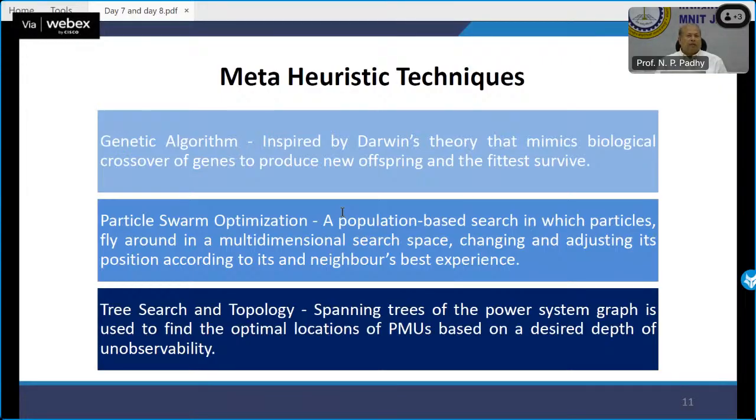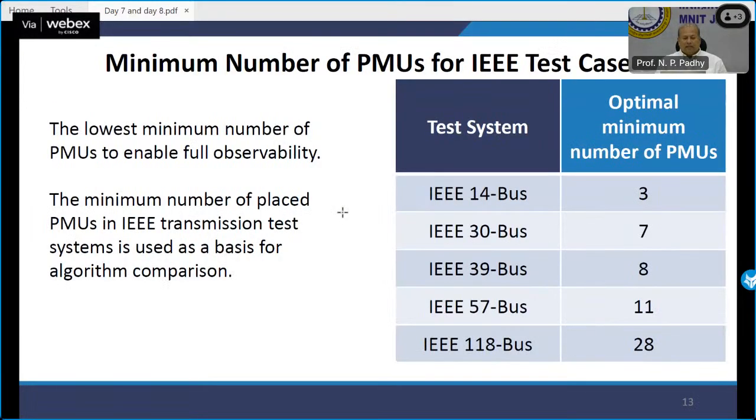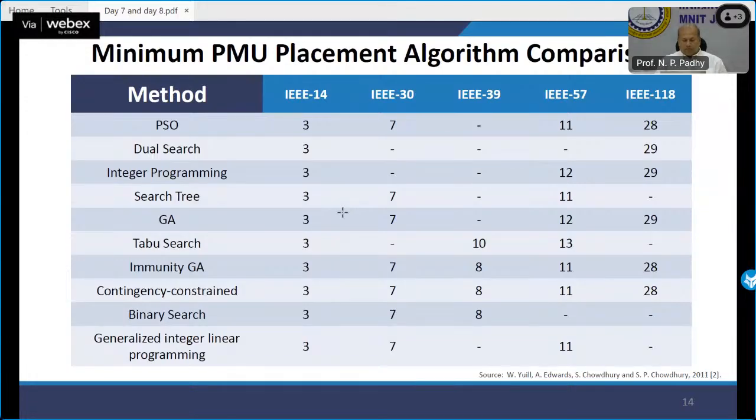I'm not wasting a lot of time here because you all know it. You can use one of the methods to get your solutions. There are a lot of merits and demerits of different meta-heuristic techniques. The minimum number of PMUs you can calculate for the 14 bus system is 3, for 30 it is 7, and for the 57 bus it is going to be 11. The minimum number of placed PMUs in IEEE transmission test systems is used as a basis for algorithm comparison of your meta-heuristic techniques.